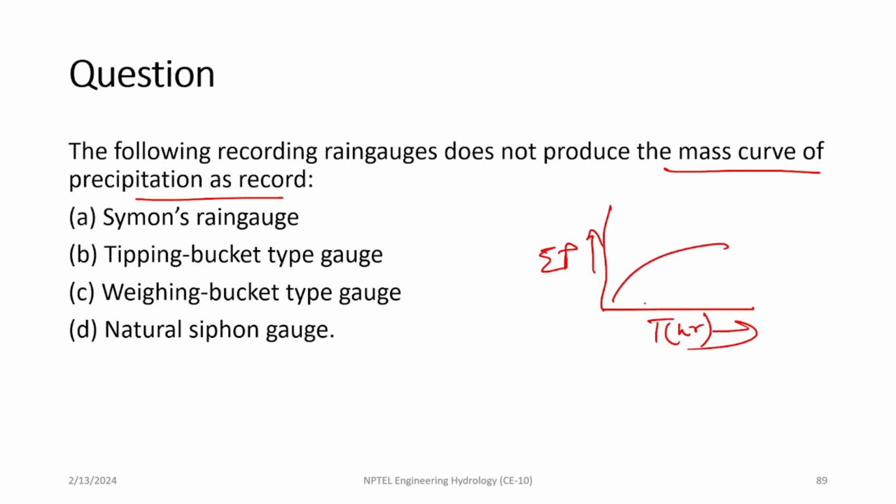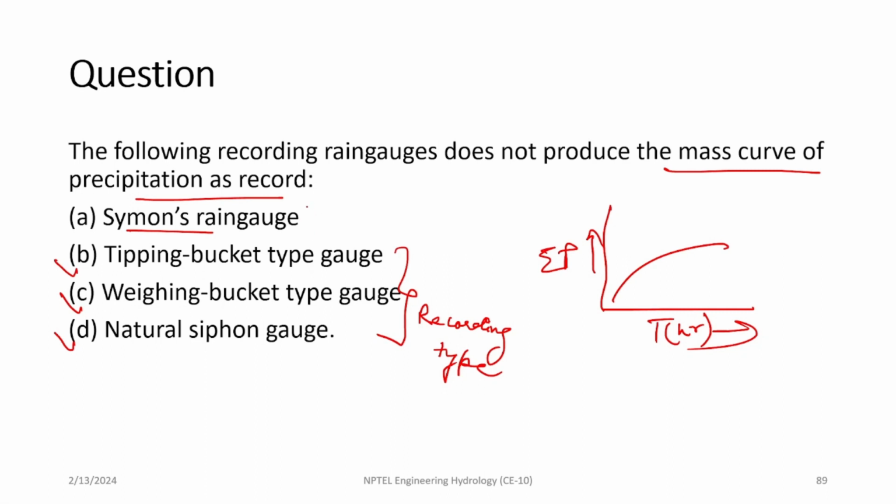So Ashish, do you know the names of all these mentioned recording rain gauges? Simon's is not a recording type, you may be knowing this. But the remaining ones, natural siphon, weighing and tipping bucket, are all recording types of rain gauge. So tell me which recording rain gauge does not produce the mass curve.